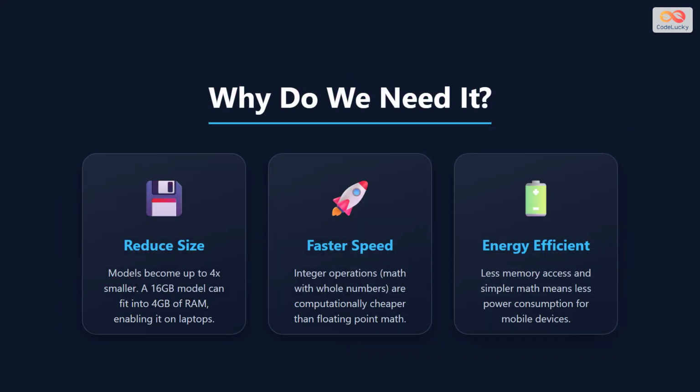Why go through this trouble? 3 main reasons. First, storage. Models become up to 4 times smaller, fitting into consumer hardware RAM. Second, speed. Computers can calculate with simple integers much faster than with complex decimals. And third, energy. Less computation means less battery drain on mobile devices.